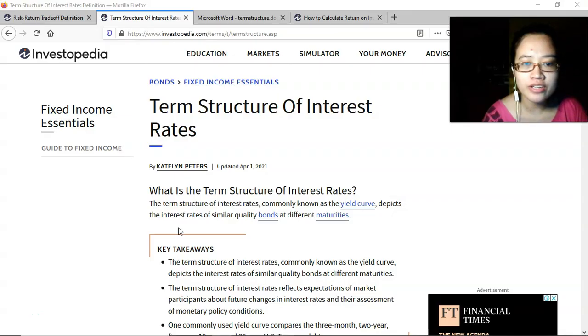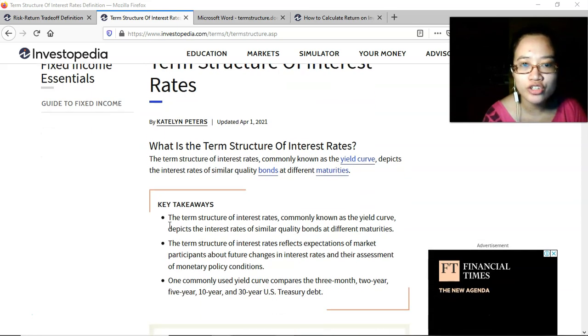Hello, so this is for the subject capital markets, and the specific topic for this video is term structure of interest rates. So I have here an article from investopedia.com. For the definition, term structure of interest rates, commonly known as the yield curve, depicts the interest rates of similar quality bonds at different maturities. So essentially, it's a measurement of return.